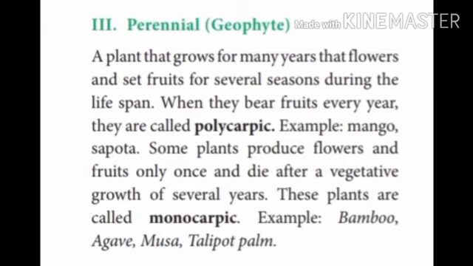The next thing is perennials, which we also call geophytes. These are plants that grow for many years and set flowers for several seasons during their lifespan. When they bear fruit every year, they are called polycarpic. Example, mango. And some plants produce flowers and fruits only once and die after their vegetative growth for several years. They are called monocarpic. Example, bamboo. So these plants grow for many years, and if they produce flowers and fruits every year, it is called polycarpic. Only once, it is called monocarpic.